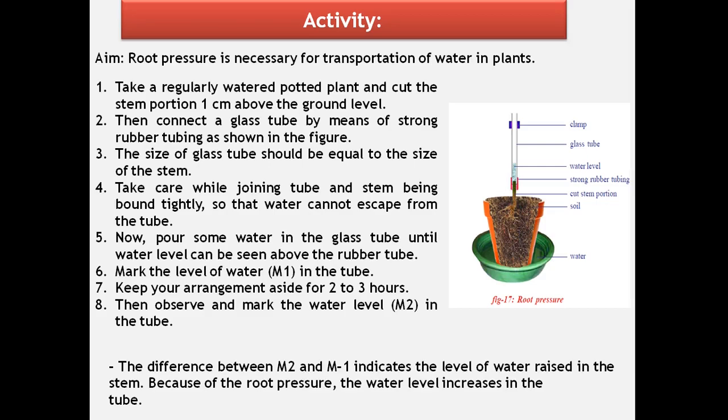Then observe and mark the water level in the tube, that is M2. There is an increase in the water level in the glass tube. The difference between M2 and M1, that is M2 minus M1, indicates the level of water raised in the stem. From this activity, we can conclude that the increase in the water level is due to root pressure.